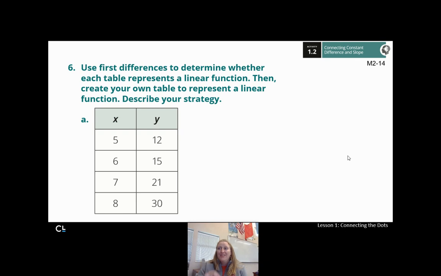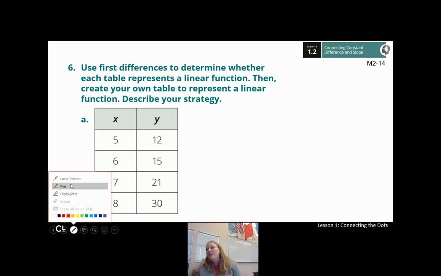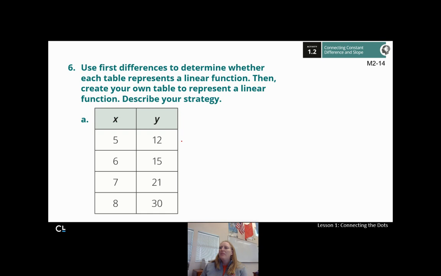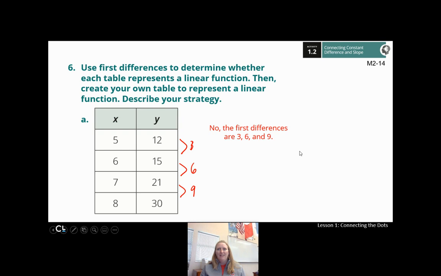All right, let's find our common differences. I'm going to use my pen to help me do that. So I'm going to subtract. 30 minus 21 is 9. 21 minus 15 is 6, and then 15 minus 12 is 3. Guys, my first differences are not constant. So I'm going to say, no, this is not a linear function. My first differences were 3, 6, and 9. That's no good.